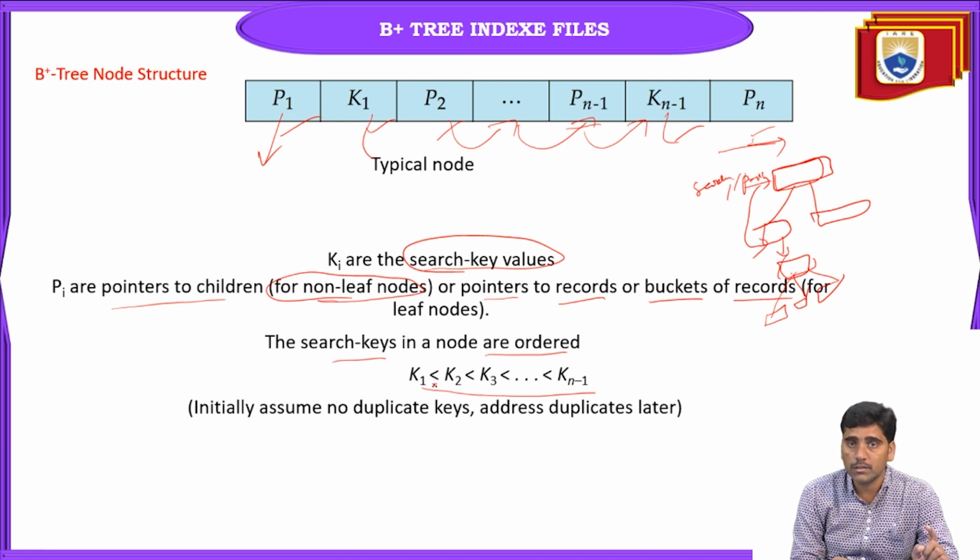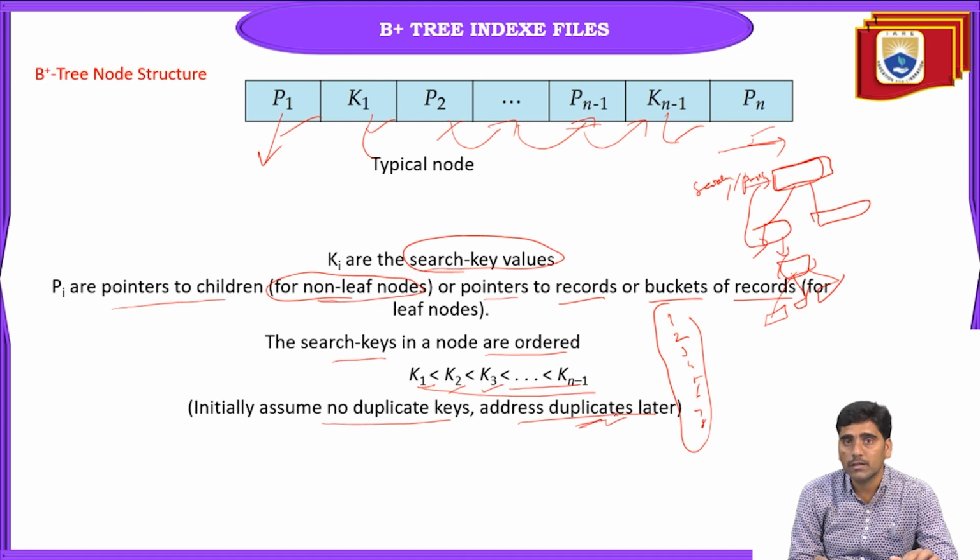So the sequence has to follow like what? K1 less than K2 less than K3 less than up to Kn minus 1. That means 1, 2, 3, 4, 5, 6, 7, 8. Like that they have to follow, all those search key values. So initially assume that there are no duplicate keys. Address duplicates later.